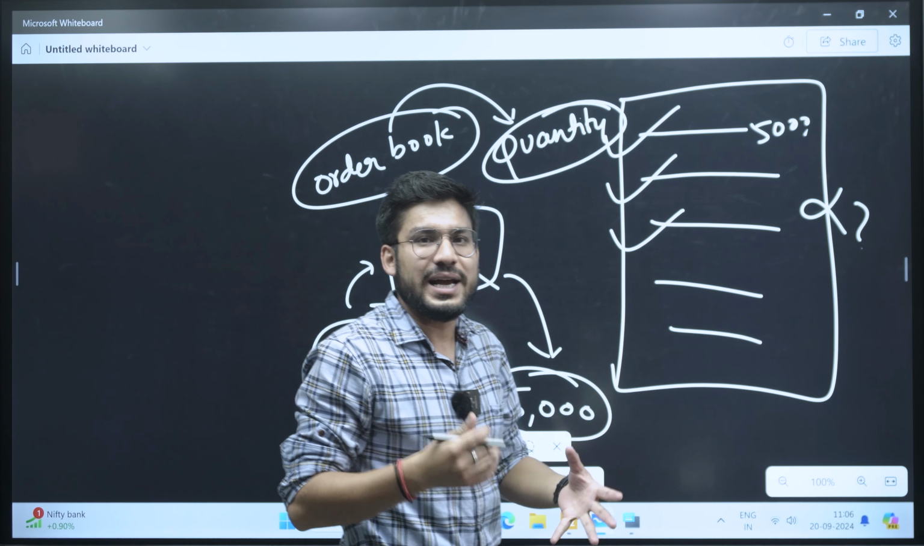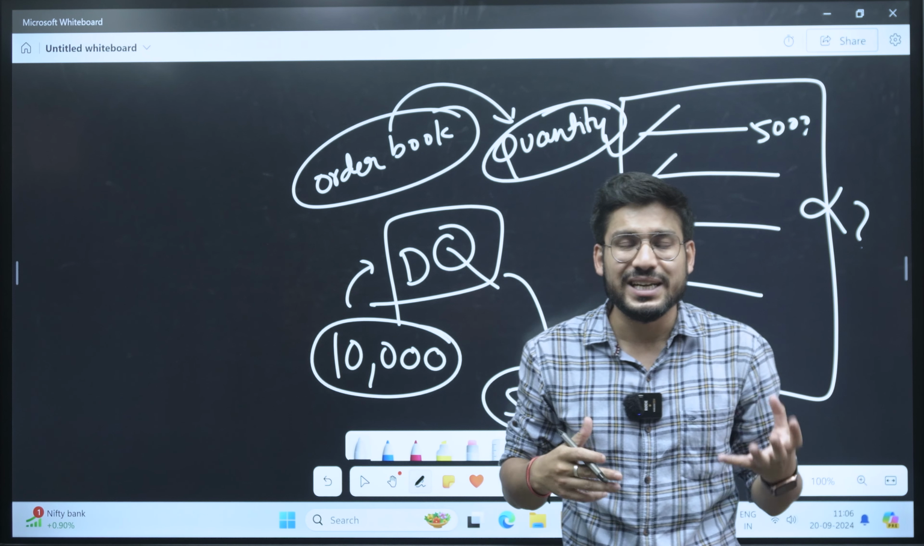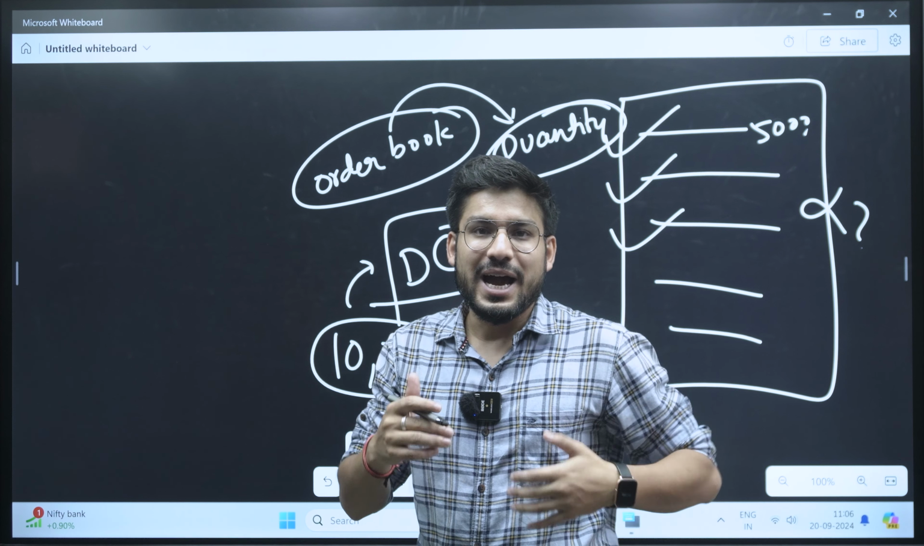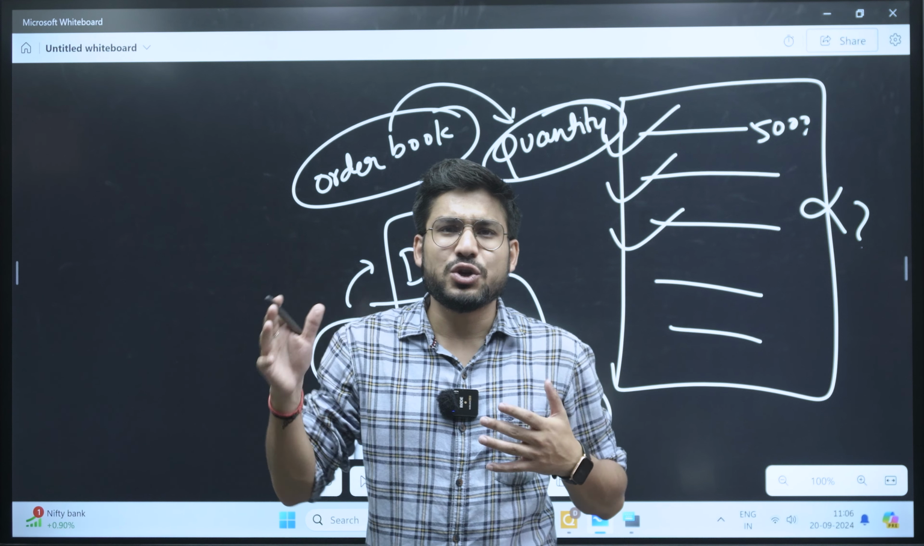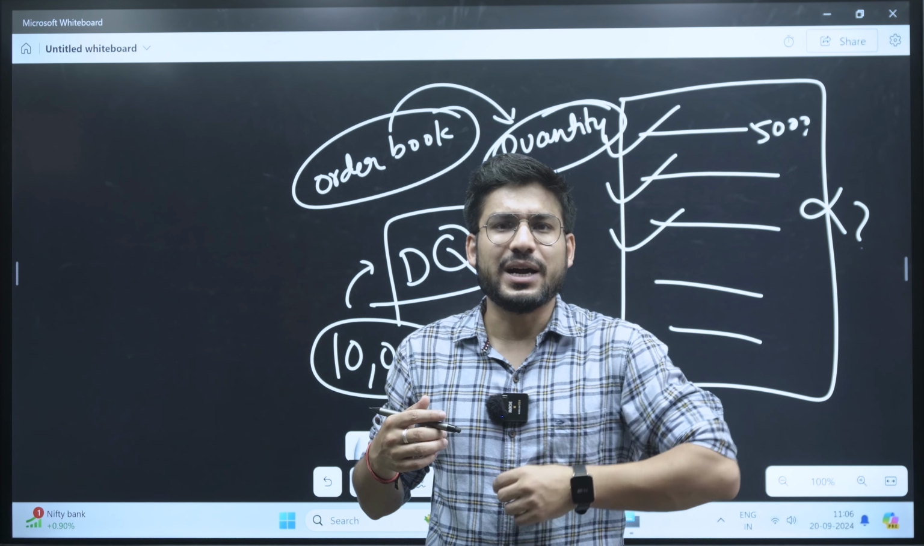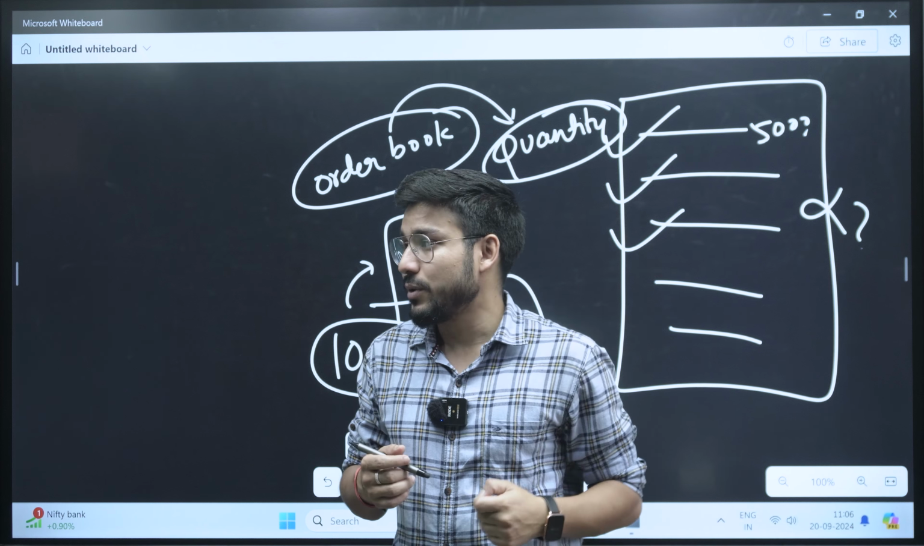So how can you analyze what is happening in the market, how much quantity has really been traded? That is how you can find the direction of the market, and you can also find the breakout. That is what we will talk about.